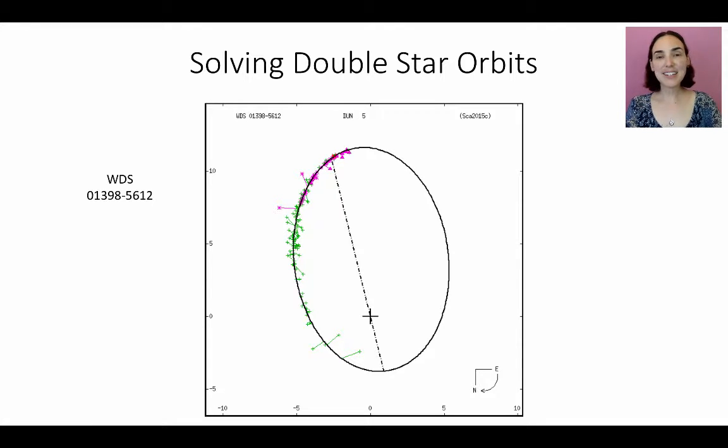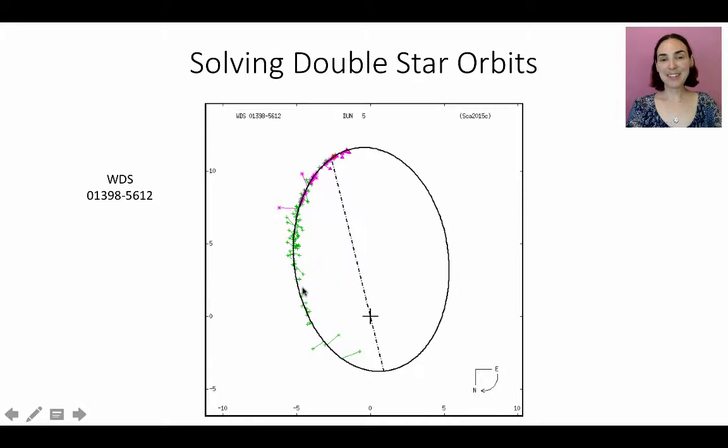Shown on the slide is the orbit of a binary star system known by its Washington Double Star Catalog designation 01398-5612. And this is the orbit of a secondary star around a primary star whose location is denoted by this cross in the lower center of the image. You'll notice that these points at the lower left were taken longer ago, and there seems to be more scatter in them. They're farther apart. And though the more recent ones up here also exhibit some amount of scatter.